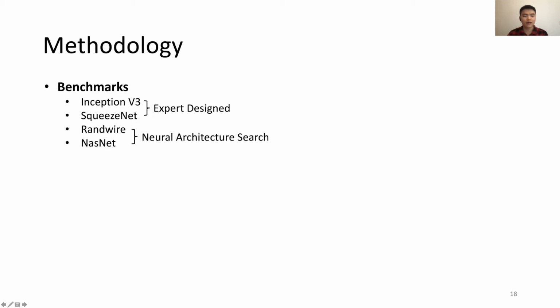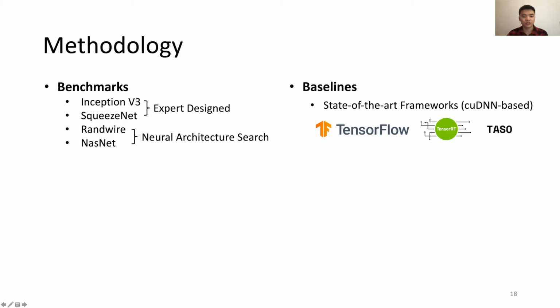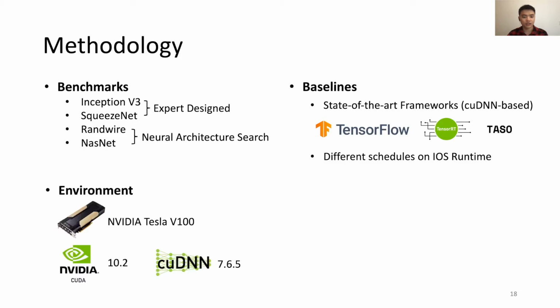We compare IOS with state-of-the-art cuDNN-based frameworks. We also compare IOS with different schedules. All of them are compared on IOS runtime. We conduct experiments on NVIDIA Tesla V100, and the versions of CUDA and cuDNN libraries are shown here. IOS takes cuDNN-provided kernels and uses CUDA streams to concurrently execute kernels.